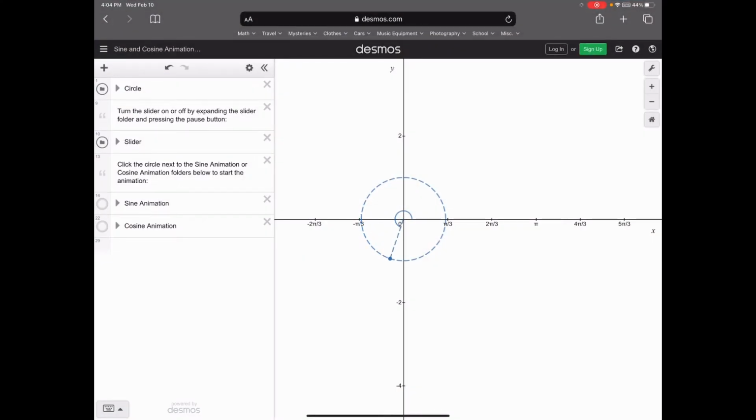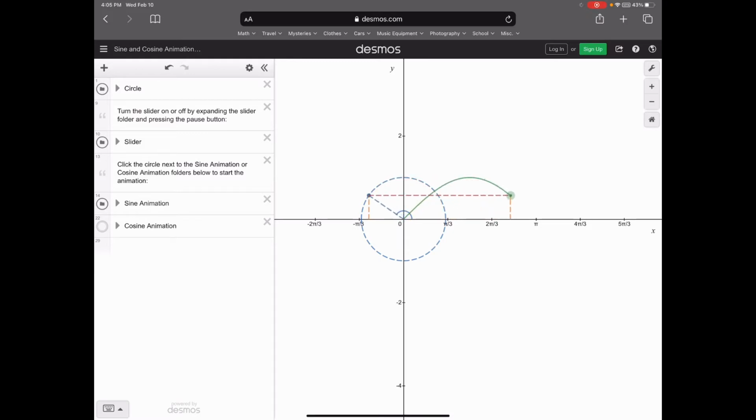This is with Desmos, and this is a really good animation to help understand what you're looking at. The unit circle has a radius of 1. So the highest value on the unit circle is 1, and the lowest value is -1. Sine is represented by the y-coordinate of the terminal point on the unit circle. If I turn on the sine animation right here, I'm going to start it when it hits 0, right there.